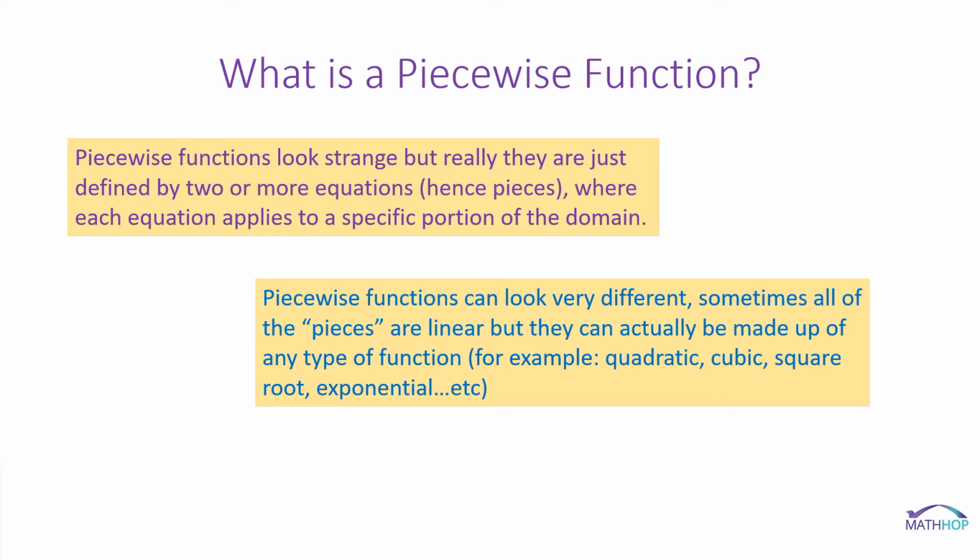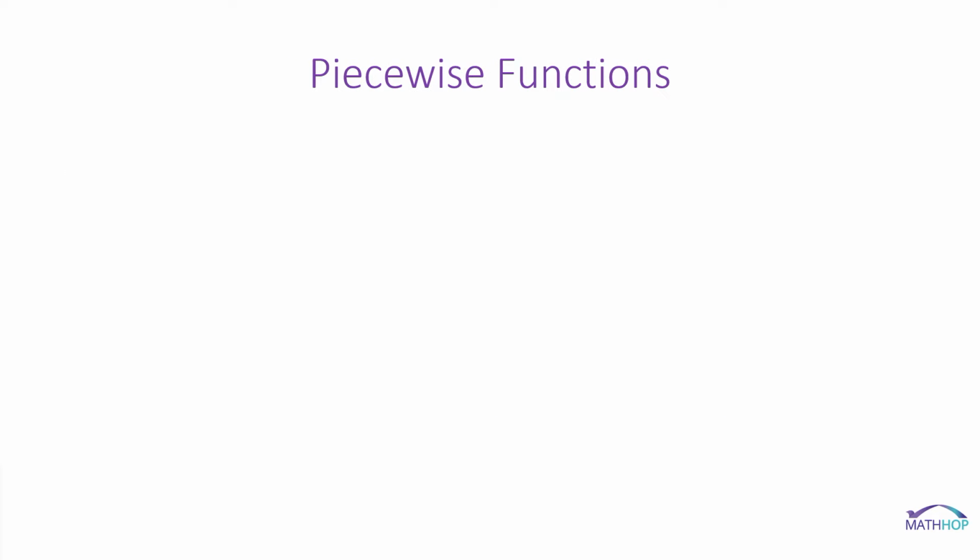Sometimes all of the pieces are linear. In fact, sometimes all of them are constant functions, those horizontal lines, and that's a specific type we will talk about. But they can actually be made up of any type of function we have learned up until this point. Quadratic, cubic, square root, exponential, you name it, it can contain them.